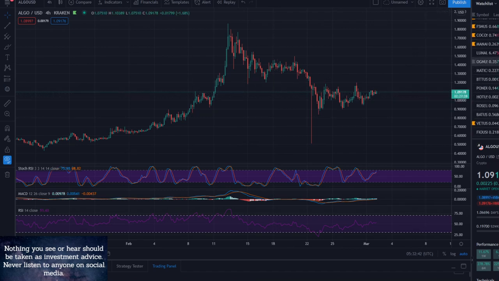Market sentiment right now is pretty divided. There's not a sea of red, nor is there a sea of green.